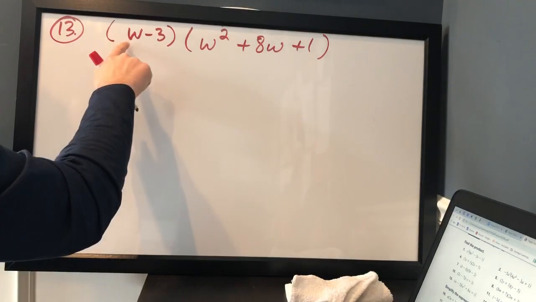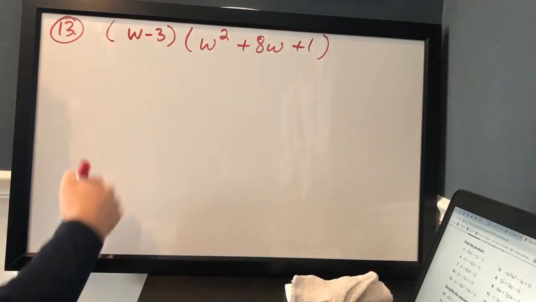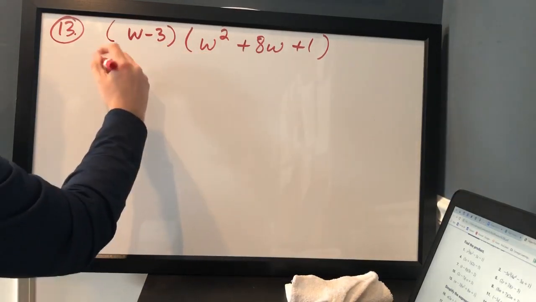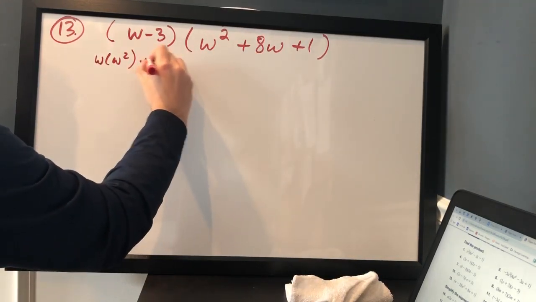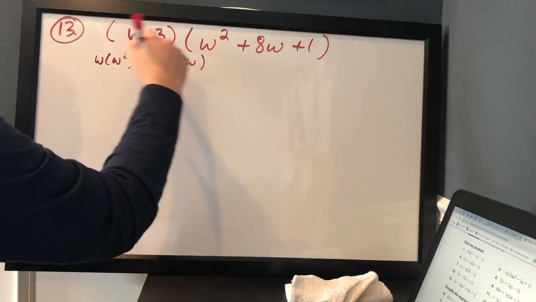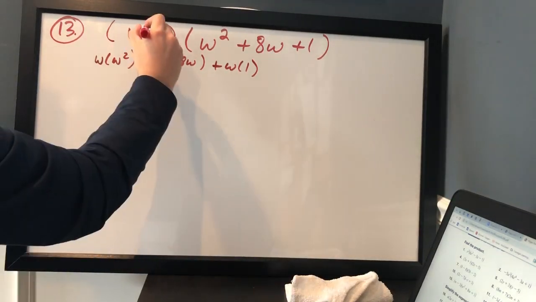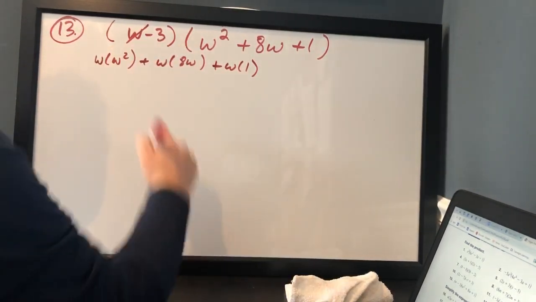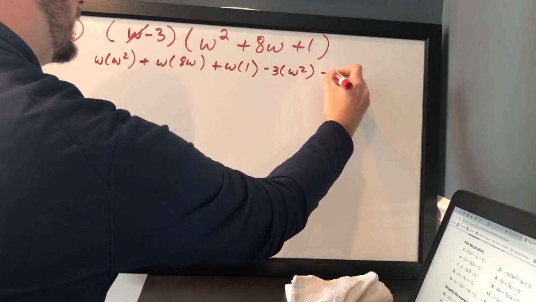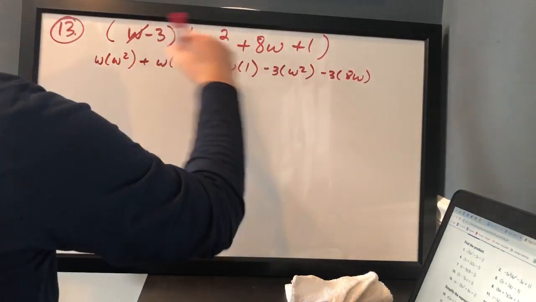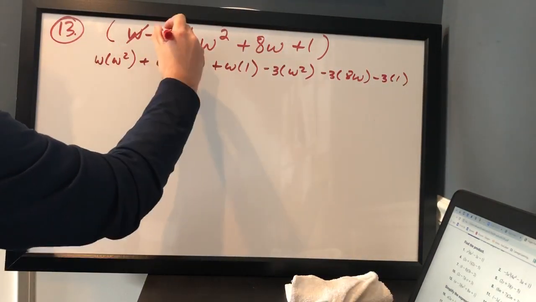So what we're going to do first is I just usually take the very first term, which is W, and I take it times everything. And then once I've done that, I'll cross it off. So first we're going to do W times W squared. Then we have W times 8W. Then we have W times 1. All right? Then we can cross this off. And then we can do the same with negative 3. So negative 3 times W squared, negative 3 times 8W, and then negative 3 times 1. Now I've distributed this to everything and the negative 3 to everything.